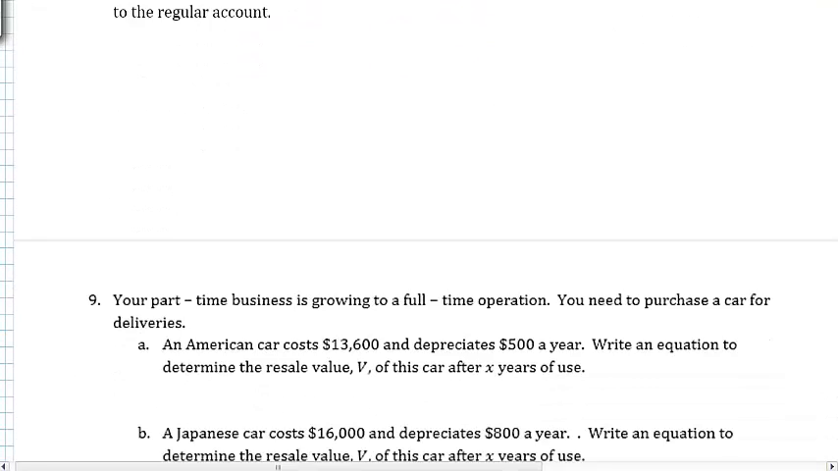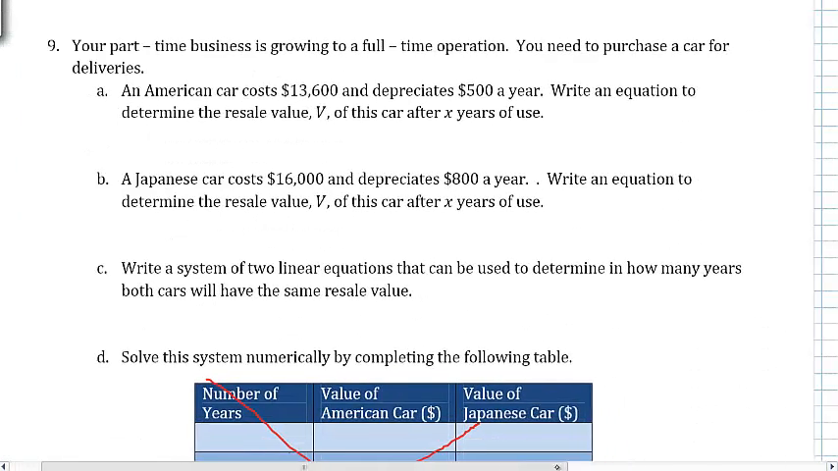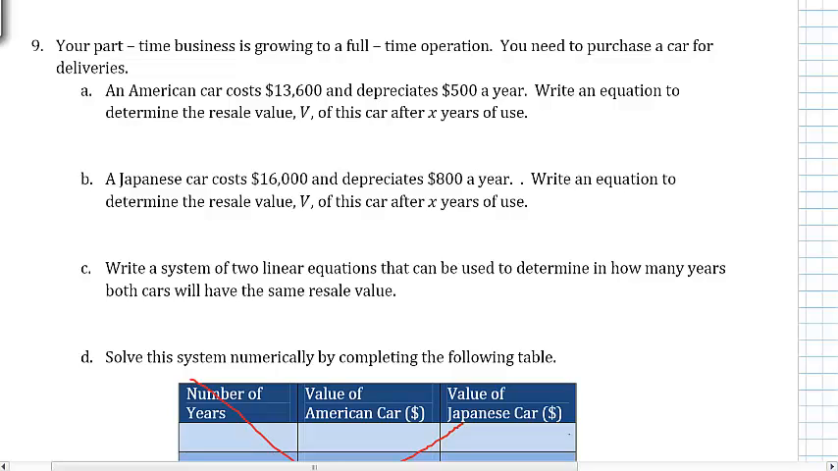Alright, so we're going to skip a bunch of these problems, and so number 9 is giving us another word problem, so we'll take a look at this. It'll be nice for us to get into setting up some of these equations from the word problems. So your part-time business is growing to a full-time operation. You need to purchase a car for deliveries. An American Express car costs $13,600 and depreciates $500 a year. Write an equation to determine the resale value V of this car after X years of use.